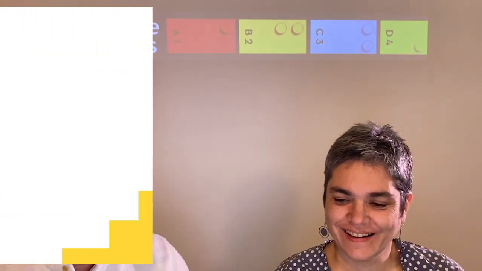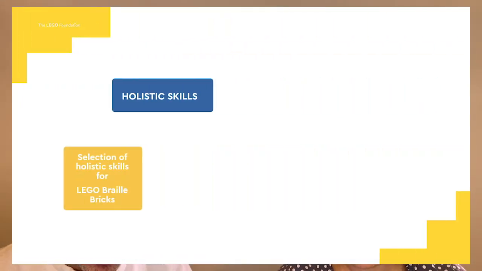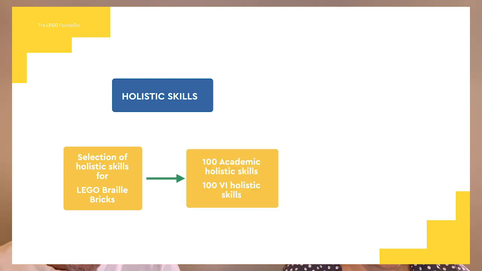in a country. So we analyzed all those kinds of curriculum, and we made a selection of 200 skills: 100 academic holistic skills and 100 VI holistic skills. And it was just Mary and I who made the decision, by reading, on whether the skills were relevant to be done with the LEGO bricks, and whether it was something very important for a blind child or not. But we wanted to be sure that those skills would be understandable in various countries.